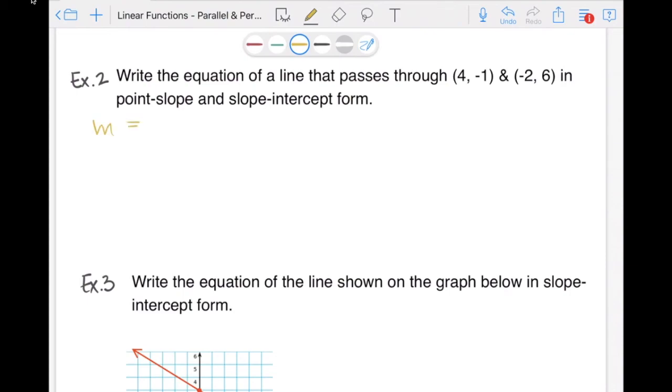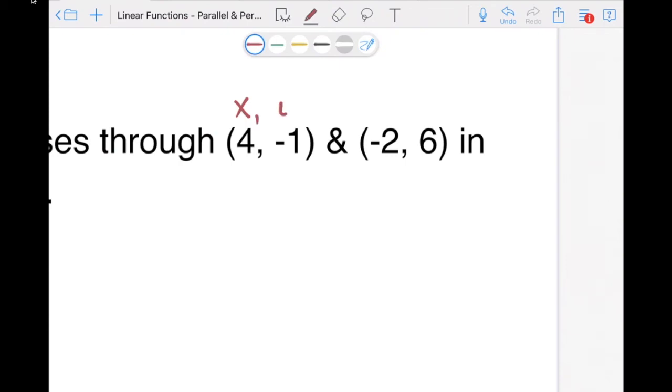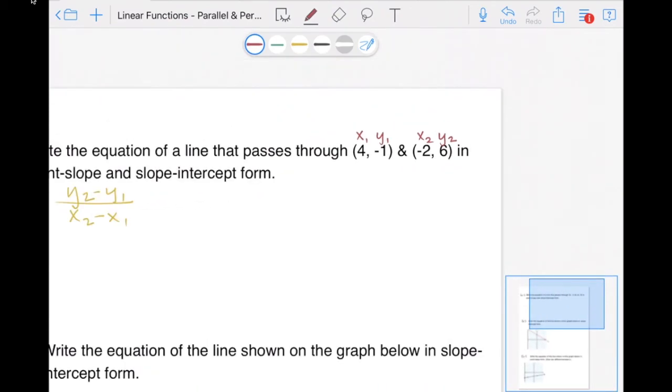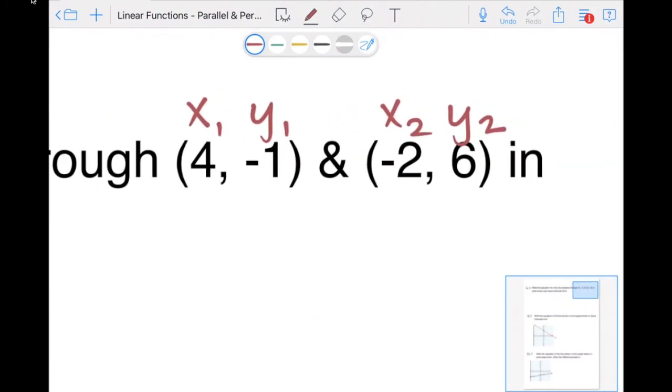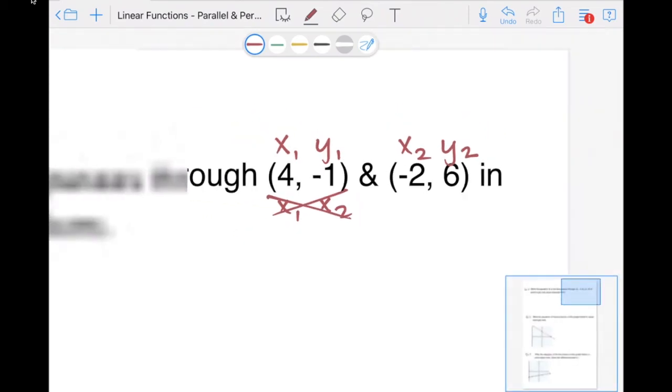So if we want to find our slope, we need to do y2 minus y1 over x2 minus x1. So let's go ahead and label our points. I'm going to change my color. So let's say this is x1 and y1, and here's x2 and y2. Make sure you label those points correctly. The most common error I see students making is they say that this is x1 and this is x2. Remember, ordered pairs are x and y.